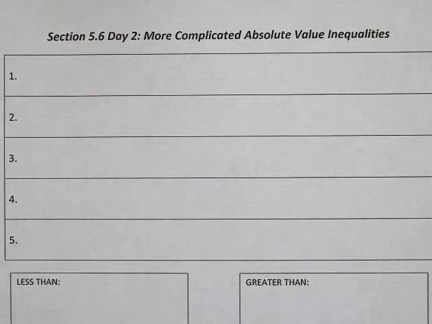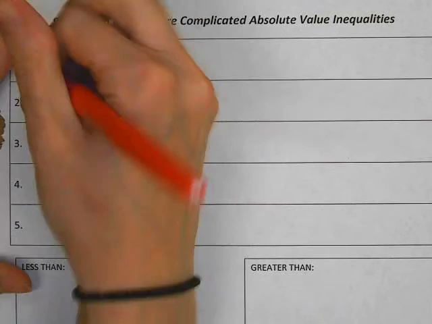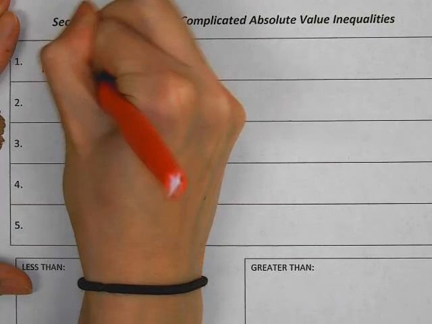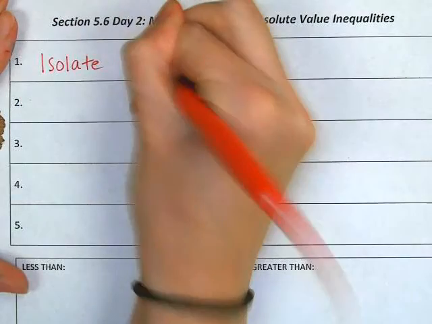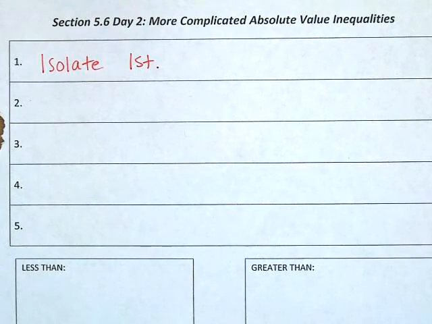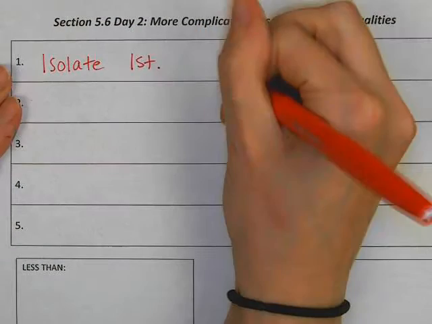All right, we're on 5.6 day 2. Oh no, it's called more complicated absolute value inequalities. It's not really true. These aren't that much worse, just one extra step. The only new thing today from yesterday is we need to isolate first. Then everything else is the same. Isolate first. So you know how to do that already.